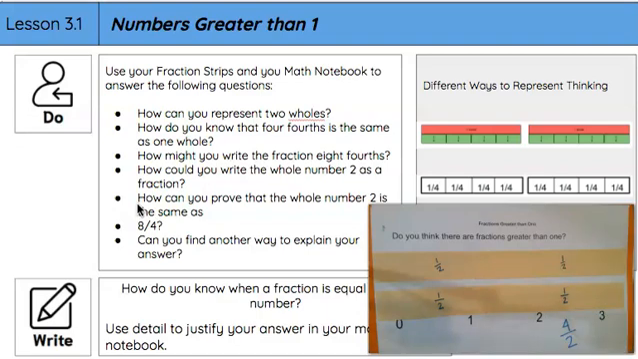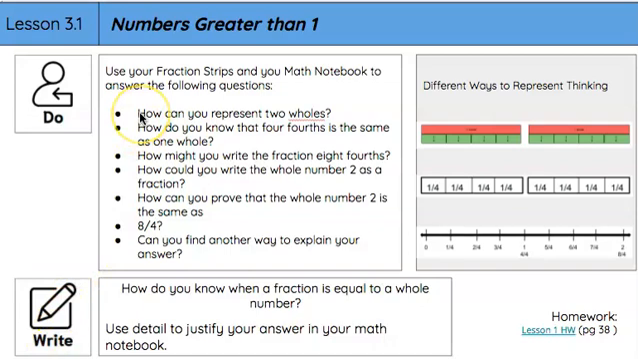So here I want you to work with somebody because you only have enough fraction strips to equal 1 whole, but we want to talk about 2 wholes right now. Let me go over some of the questions I want you to investigate using your fraction strips. First one, how can you represent 2 wholes? Well, we just did that with halves when I showed you how to combine 2 fraction kits.